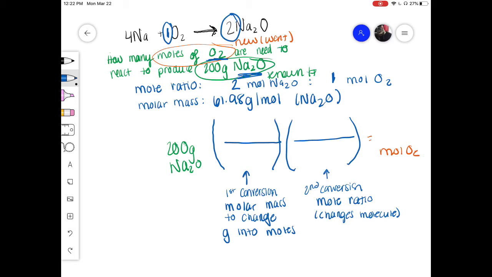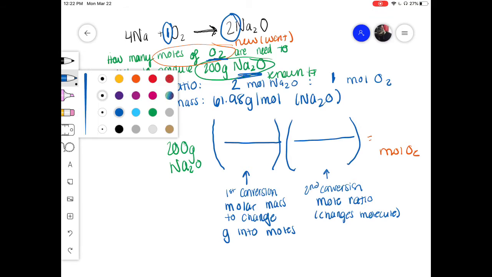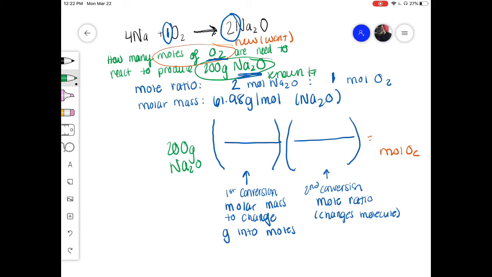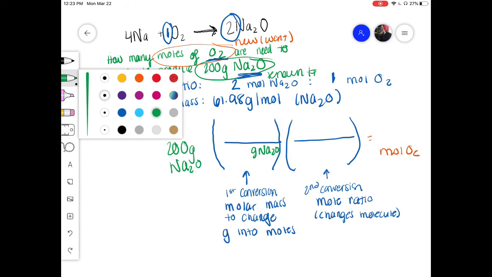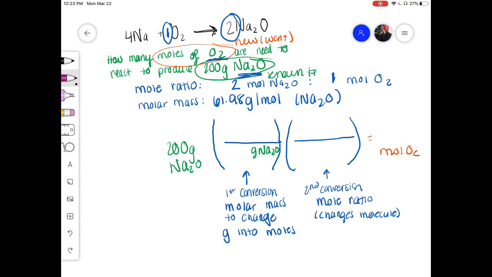Now we can go ahead and set up our equation and then solve. Our first step was writing the number that we start with in the front, which was 200 grams of Na2O. Our first conversion is our molar mass, to change from grams of Na2O into moles of Na2O. We put our old units on the bottom, which is grams of Na2O. Our new units are moles of Na2O, because we need to put it into moles in order to do our mole ratio. So that unit goes on top.